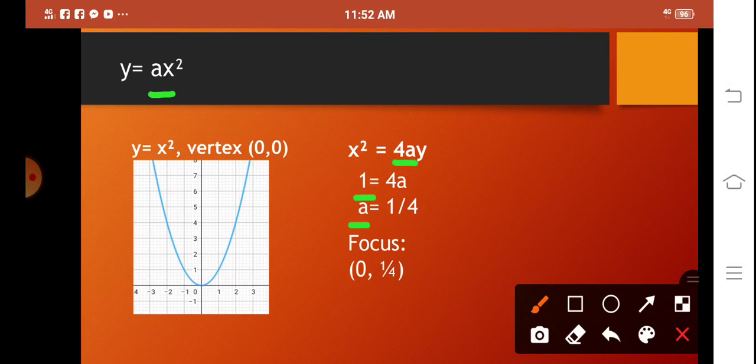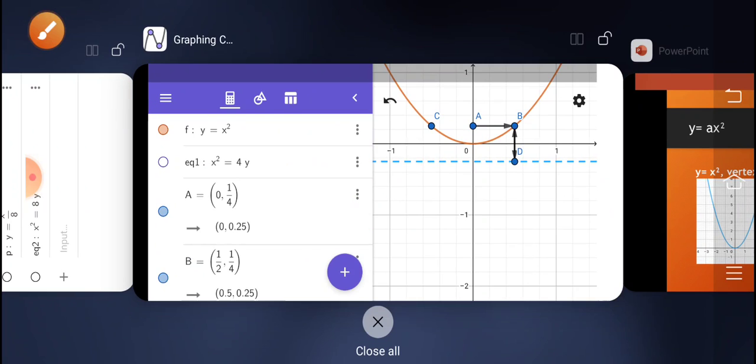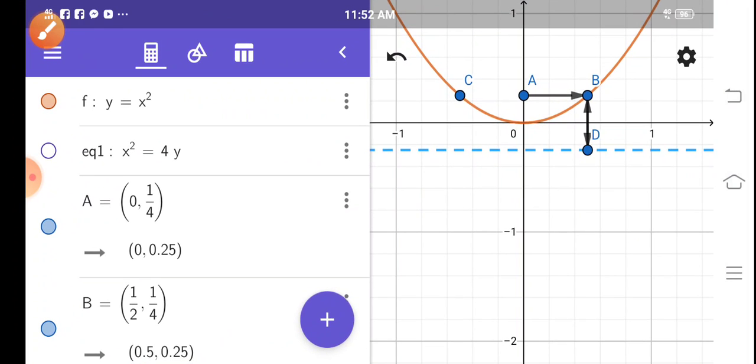Again, considering the equation y is equal to ax squared and taking into consideration the equation x squared is equal to 4ay, our 4a is equal to 1. So the value of a is equal to 1/4. Let us try to graph it using GeoGebra.